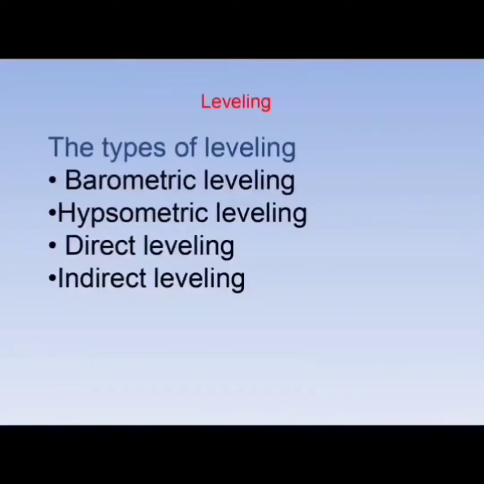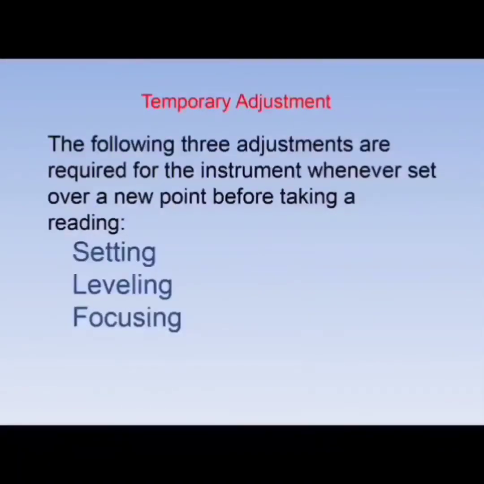Types of leveling: barometric leveling, hypsometric leveling, direct leveling, indirect leveling. Barometric leveling is done based on the atmospheric pressure at the particular point. Hypsometric leveling is based on the boiling point at a particular point; based on the boiling point, the level is determined. Direct leveling is done with the help of an instrument. Indirect leveling is done by using trigonometric methods.